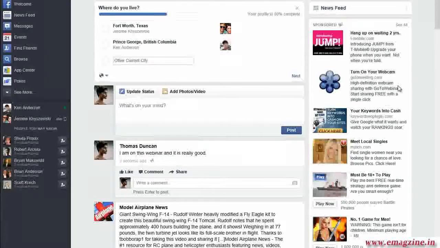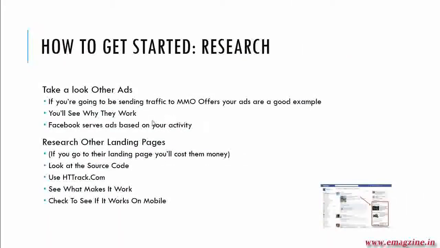So what you'll need to do is, of course, again, I'm going to take this down now. You want to get a sense for what other ads are being served, how those ads are written, what they say, what stands out. So really take a look at the ads that are being served to you.